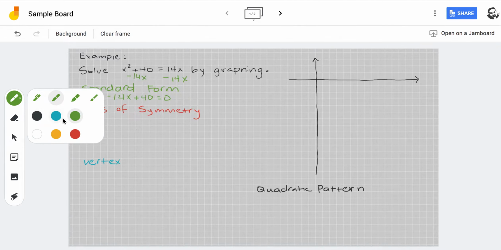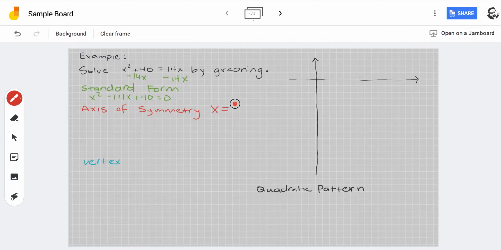Second thing you're going to want to do, I'm going to change the color right here. Second thing you're going to want to do is find the axis of symmetry, and that's going to be using the axis of symmetry equation, x equals the opposite of b over 2a. So we have x equals opposite b over 2a, and in this problem here, our a is 1, our b is negative 14, and our c, which we don't need, but I'll go ahead and write it down just for completion, is going to be 40.